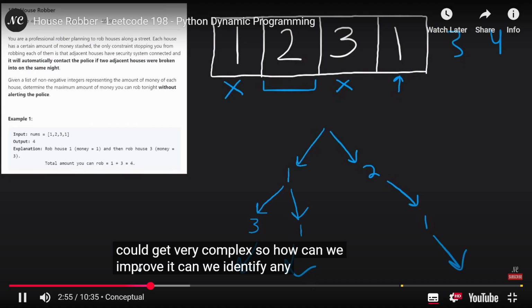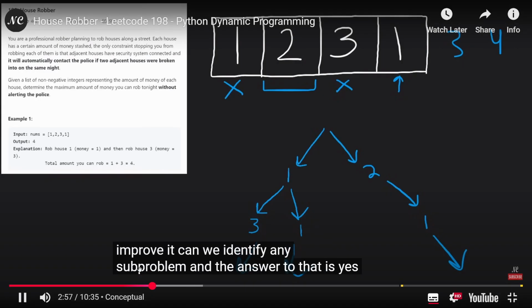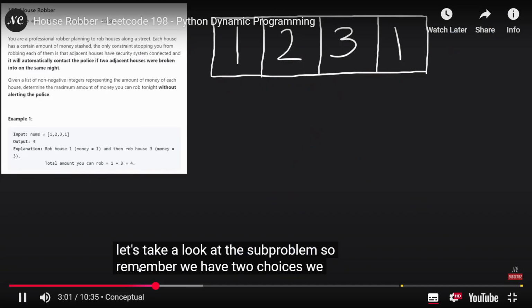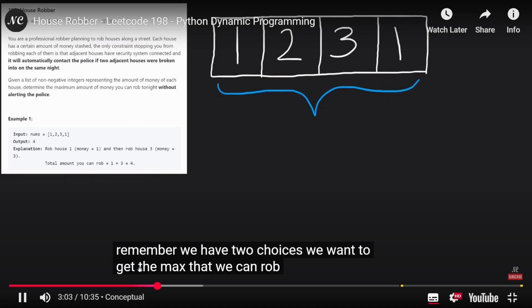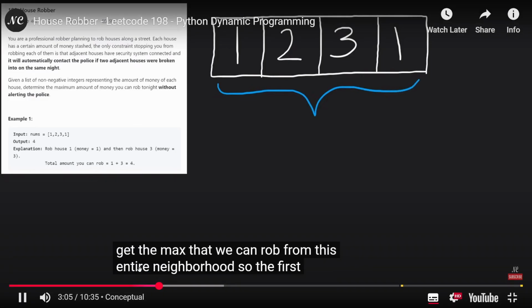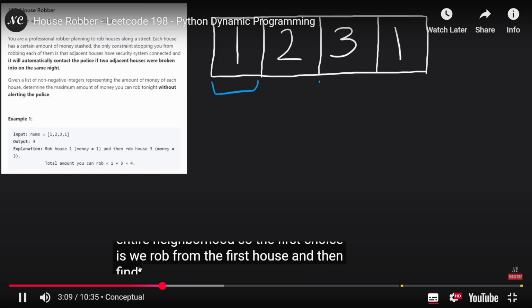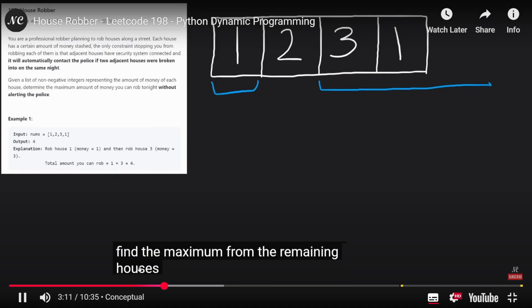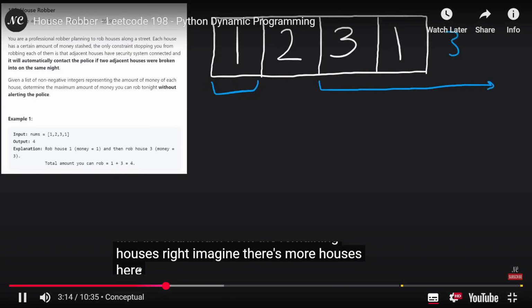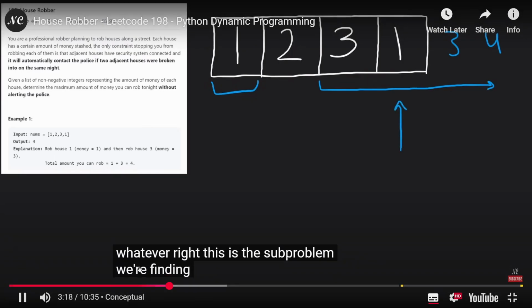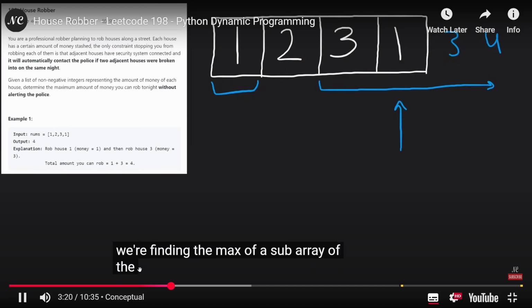Can we identify any subproblem? And the answer to that is yes. Let's take a look at the subproblem. So remember, we have two choices. We want to get the max that we can rob from this entire neighborhood. So the first choice is we rob from the first house and then find the maximum from the remaining houses, right? Imagine there's more houses here. There could be a 3, a 4, whatever, right? This is the subproblem. We're finding the max of a subarray of the entire array.